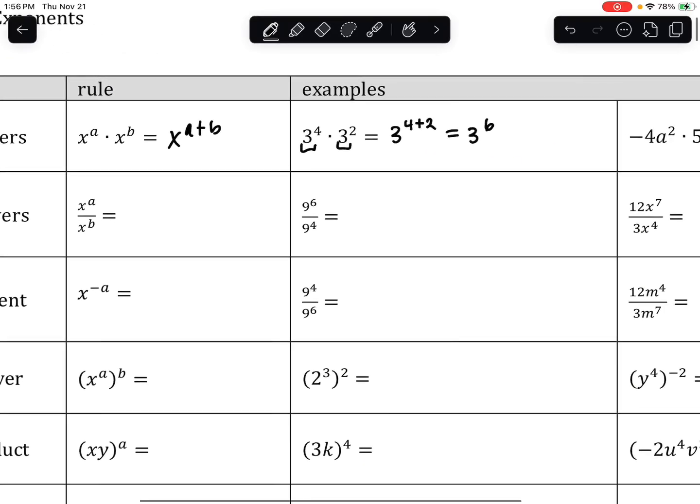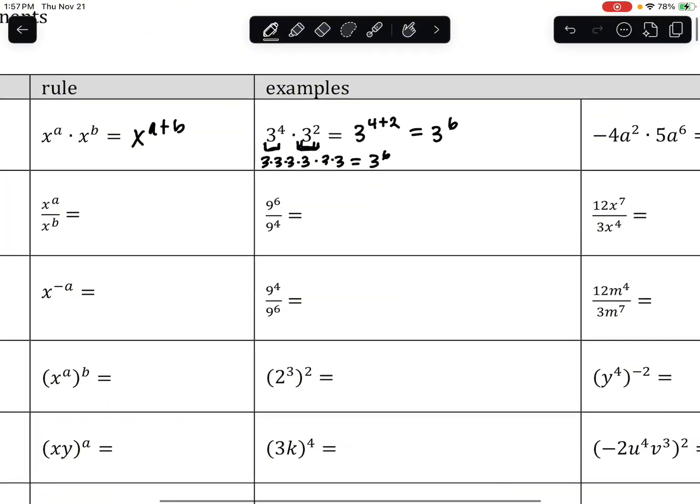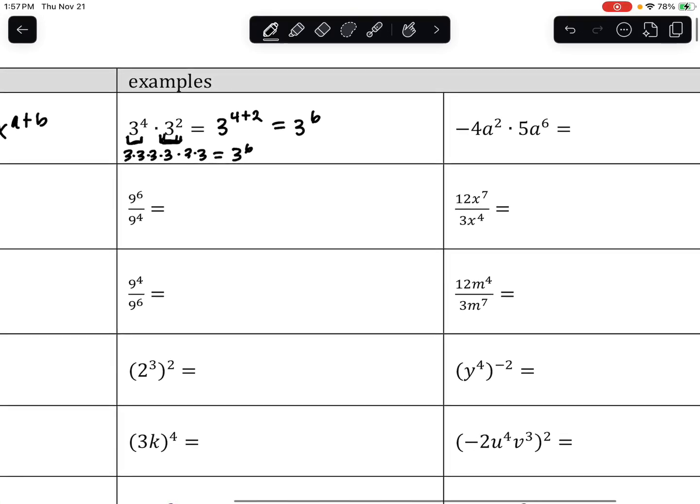A common mistake is multiplying the base 3 times 3 to get 9, but you don't want to do that because these are bases of 3, not just numbers. And so if you were to expand this out, the first expression would be 4 copies of 3 being multiplied together, and then the second expression would be 2 more copies, and so this ends up being 3 to the 6th power, not like 9 to the 6th power.